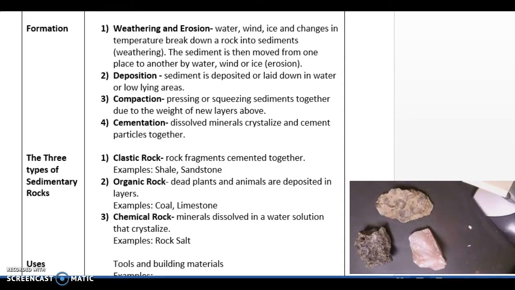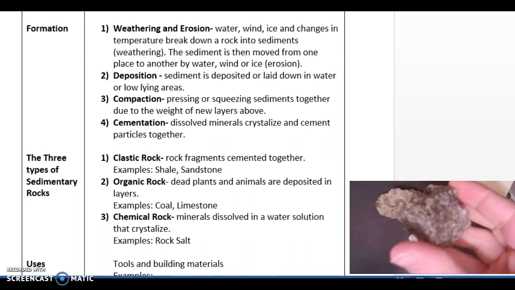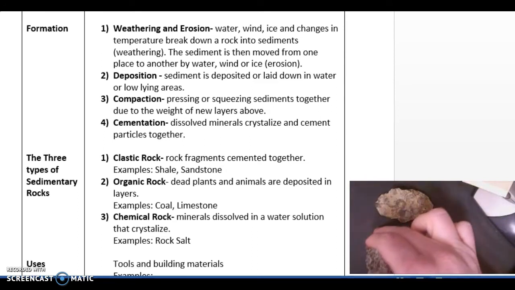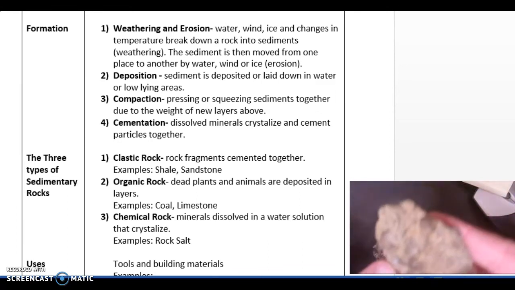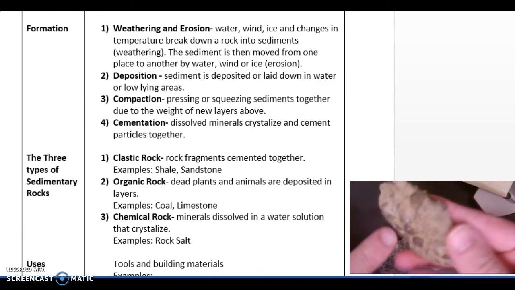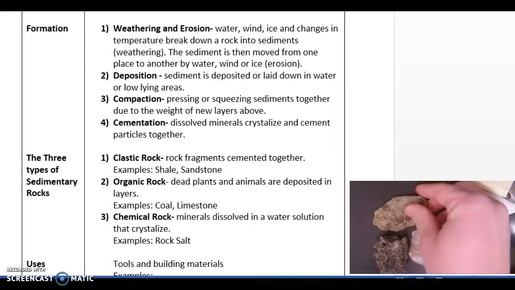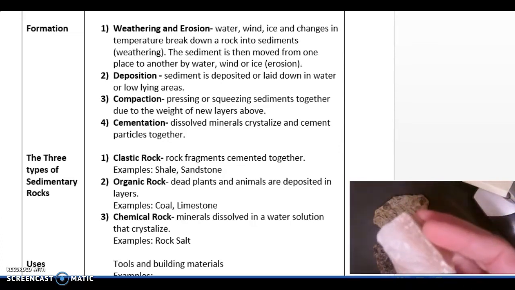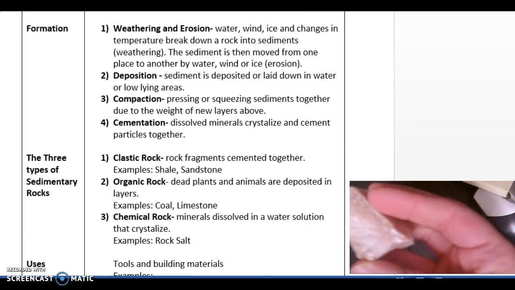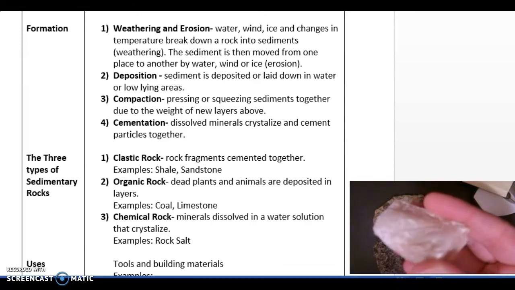There are 3 types of sedimentary rocks. Clastic, which are rock fragments cemented together. Okay, so this would be an example of a clastic rock. Organic rocks, which are dead plants and animals pressed together. Okay, we can see the fossils of shells in this sample of limestone. And then a chemical rock is when the minerals dissolved in a water solution crystallize. Okay, and a good example of that is rock salt. Think of, maybe if you've heard of rock salt lamps, that's rock salt.